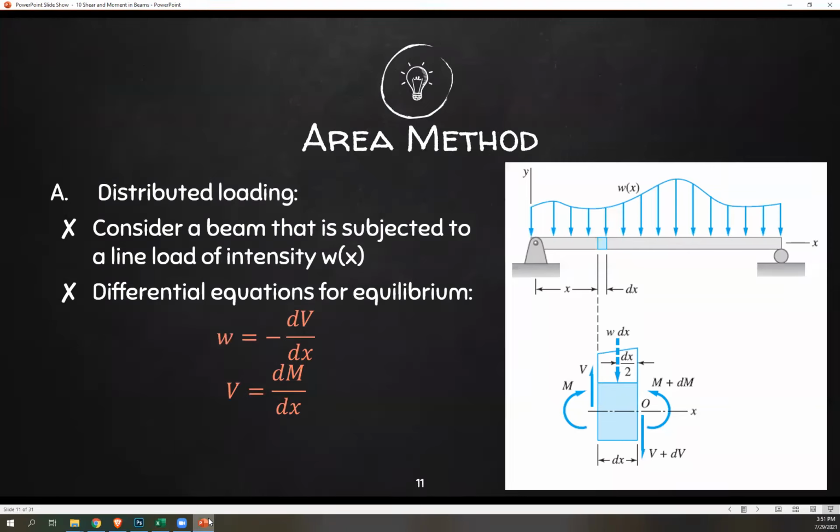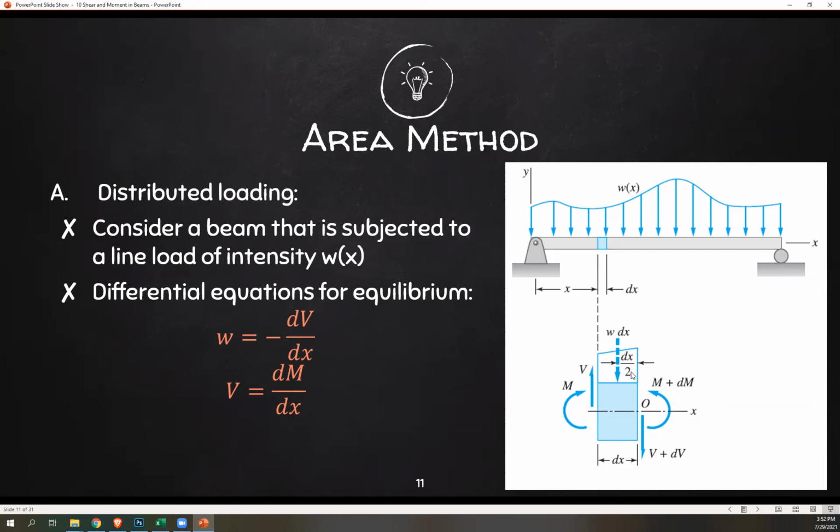So for area method, let's talk about what happens when you have a distributed loading. Consider a beam that is subjected to a line load of intensity w sub x. Okay, so this is a uniform shape. To get the value for uniformly distributed load and for shear, you use differential equations. So we're going to separate a very small segment here. Upon separating, this portion is your load. Since it's very small, you can treat it as a point load now. Since it's very small, it looks like a square.